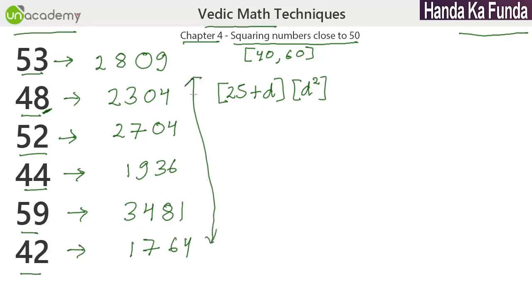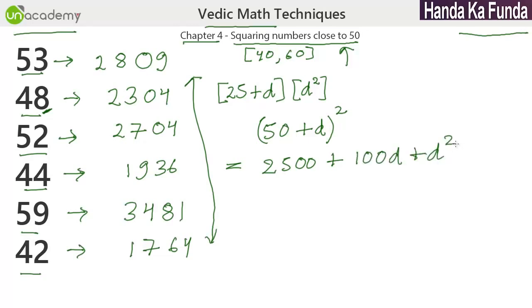It is also important to note why this happens. If you noticed, I said this is valid for squares of numbers close to 50. So let's say my number is 50 plus d. D is the distance that I am talking about. What will be the square of it? It will be 50 square, 2500, plus 2ab, 2 into 50 into d, which is 100d, plus d square. Now, if I take 100 common from the first two terms, what will I be left with? I will be left with 25 plus d into 100, plus d square.